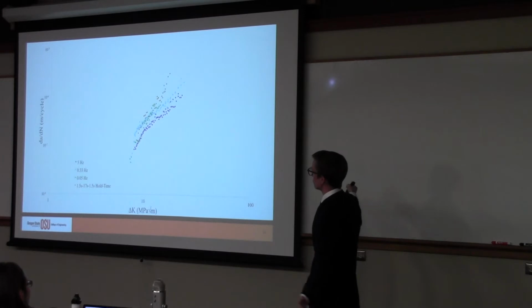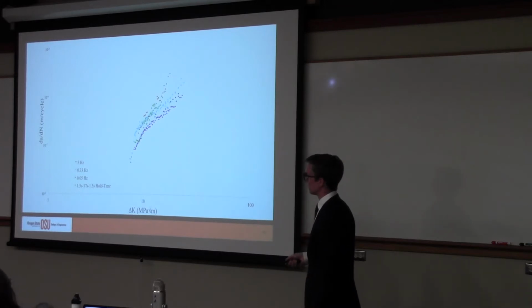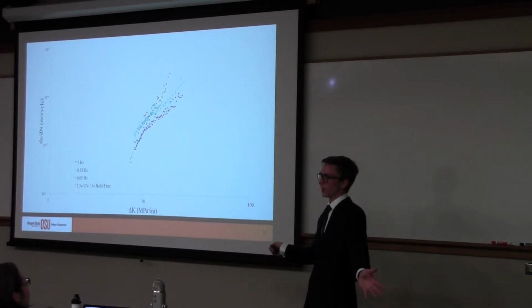And what do we see when we view it this way? We see our 5 hertz, our 0.33 hertz, our 0.05 hertz, and our hold time. And what we immediately notice is that there's a pretty robust response at lower delta K values. Like the crack growth rates are not increasing very much, and that's good news for next generation nuclear reactors.